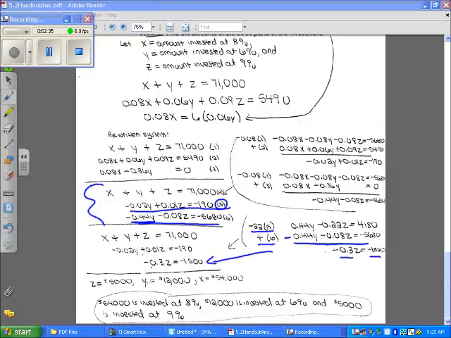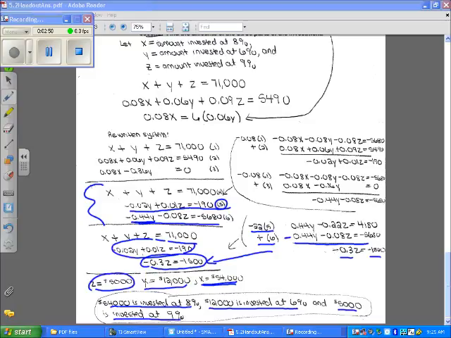From there, you could go ahead and divide both sides by negative 0.3, and you'll get the value of z to be 5,000. You could substitute those 2 equations into this part to come up with y, and then finally find x. So if we go ahead and answer this, 5,400 should be invested at 8%, that's my x. 12,000 should be invested at 6%, that's my y. And 5,000 should be invested at 9%, which is my z. So that concludes this example.